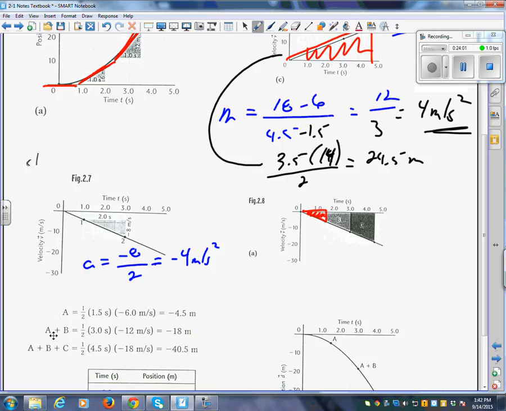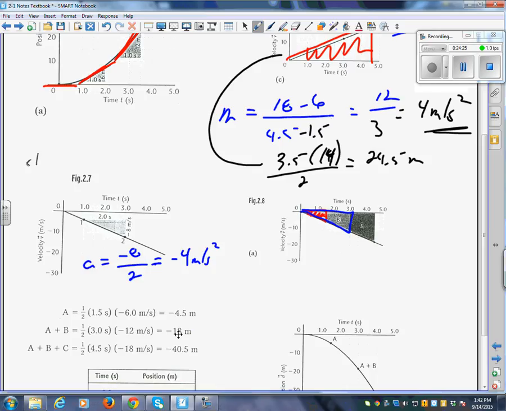Area A plus B. So that one plus that one there. Well, A plus B is another triangle, right? 1/2 the base goes to 3, the height goes down here all the way to -12. 1/2 of 3 times -12 is -18. That's the area of A plus B. That's how far it goes in those first 3 seconds.